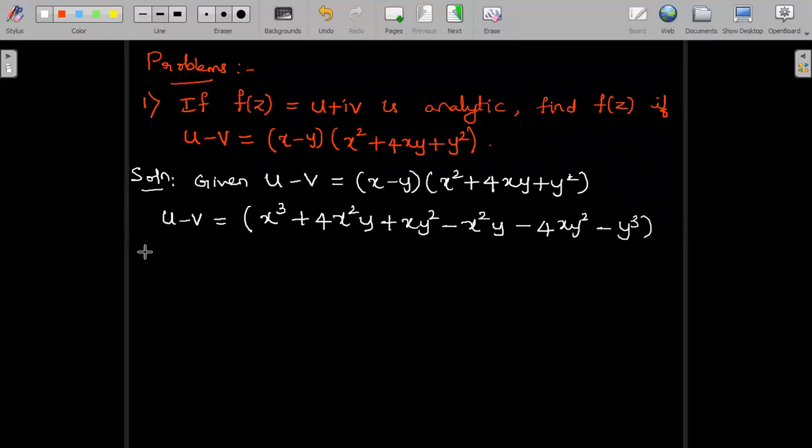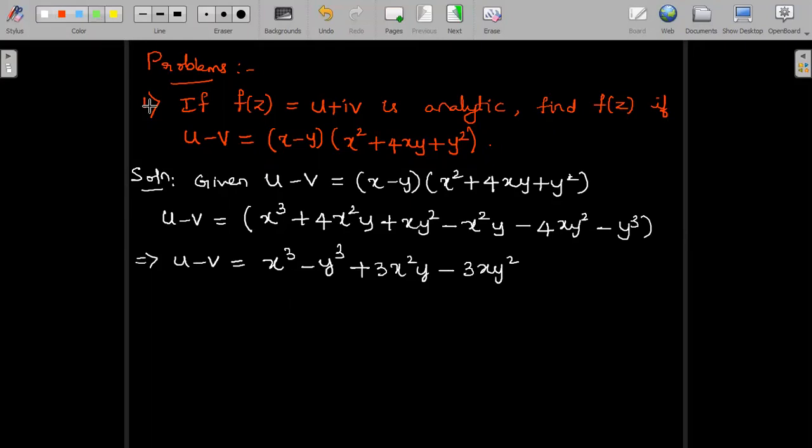So we will rewrite u minus v once again by combining all the like terms. So u minus v is equal to x cube minus y cube. These are the independent terms. So I have plus 3x square y and minus 3xy square. Combining the like terms, 4x square y minus x square y will give us 3x square y. And then we have minus 4xy square plus xy square, which is minus 3xy square. So this is the expression u minus v for us.